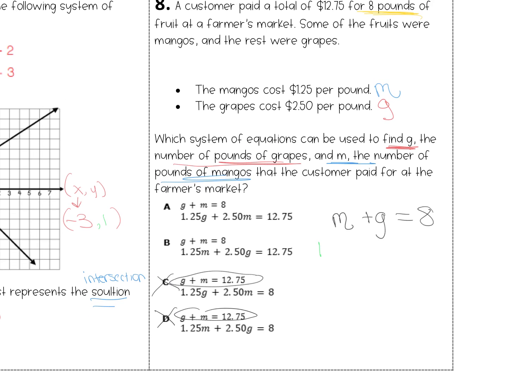I have 1.25, and that goes with my mango, plus I have my 2.50, and that goes with my grape. And that equaled a total of $12.75. This does not match this right here, so it has to be letter B.